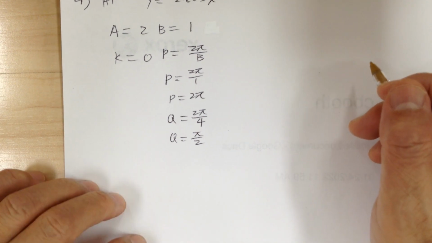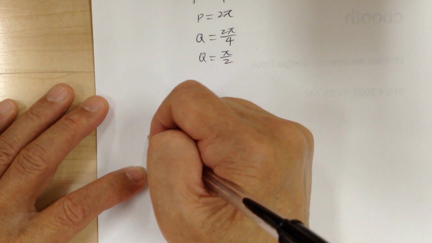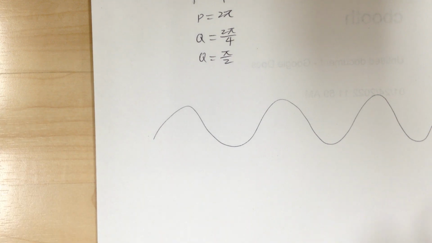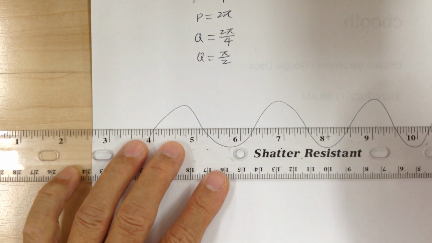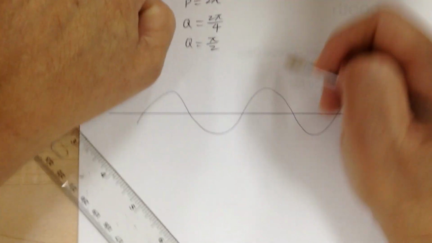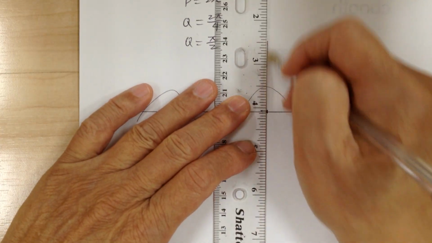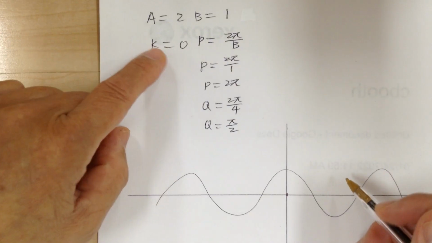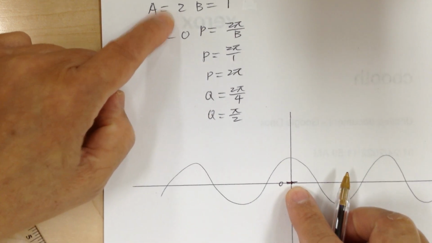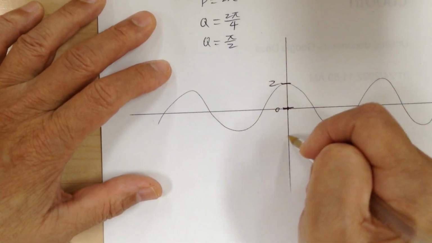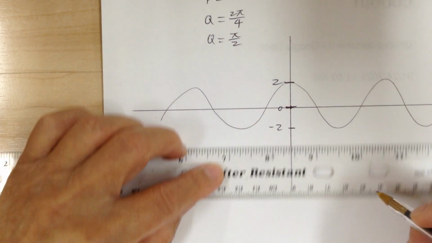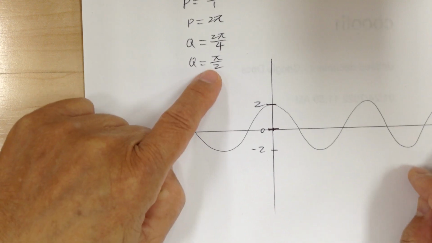Okay, so now when you're doing the graphing, this is a cosine function, so cosine starts right over here. It started at 0, so this is 0, right? The k equal to 0, so you start over here. A equal to 2 means you go up 2, so this will be a 2, and you go down 2, so your minimum would be -2.